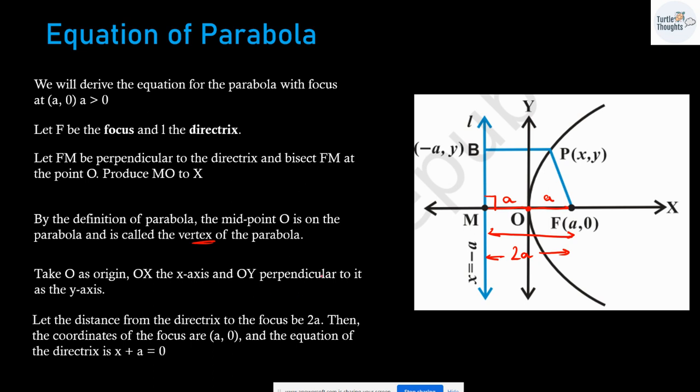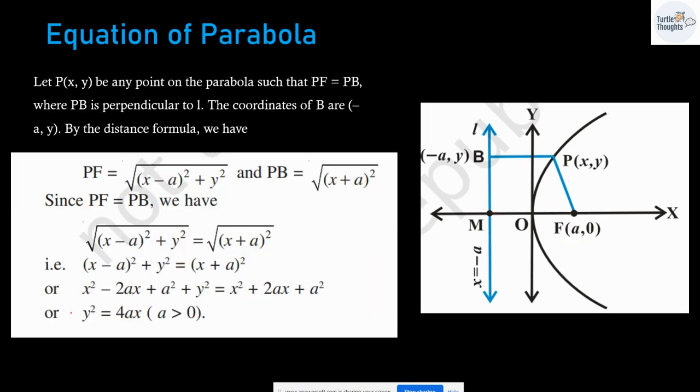Now, the coordinates of the focus have been taken as (a, 0). The equation of the directrix can be x + a = 0. This is going to be the equation of the directrix. Next, if P(x, y) is any point on the parabola, then I know that these two distances should be equal. That is, PB should be equal to PF.